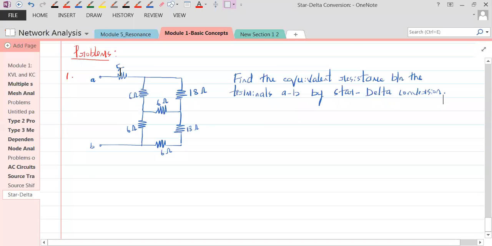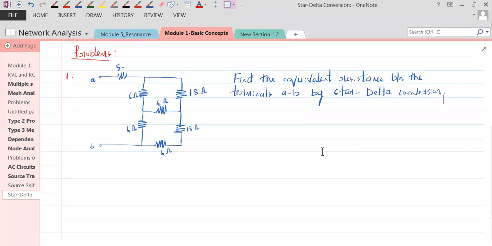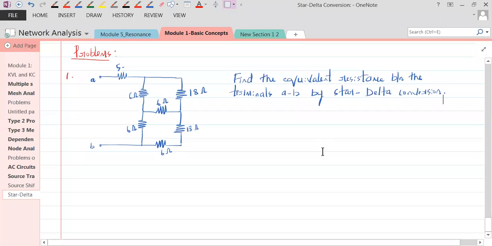So in this star delta conversion problem, they are asking us to find the equivalent resistance between the terminals AB. Everybody should understand that when I'm asked to find the equivalent resistance, it can only be found across two terminals. Without the two terminals given, we cannot say what the equivalent resistance is.